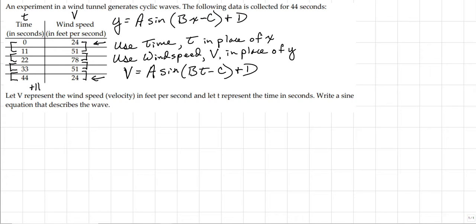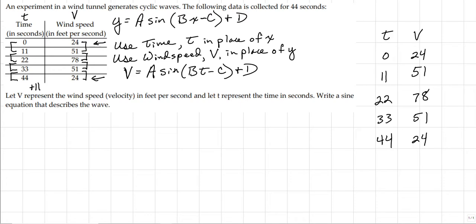So let's go ahead and create an extended table. So I'm going to come over here and write t and v, and then I'm going to write the given t values that are already in the existing table. And I notice that the v values will start the cycle over. So the next v value after 24 here is going to be 51.